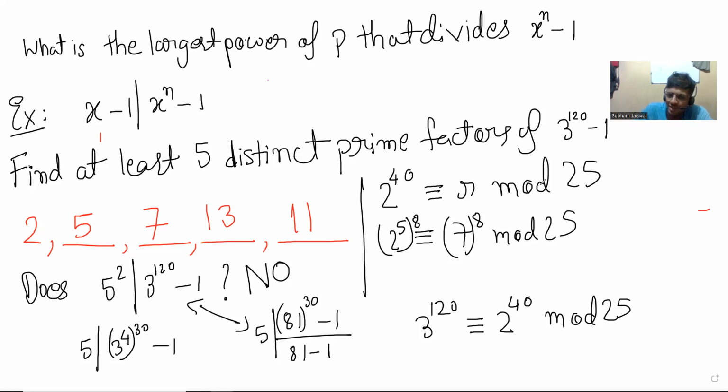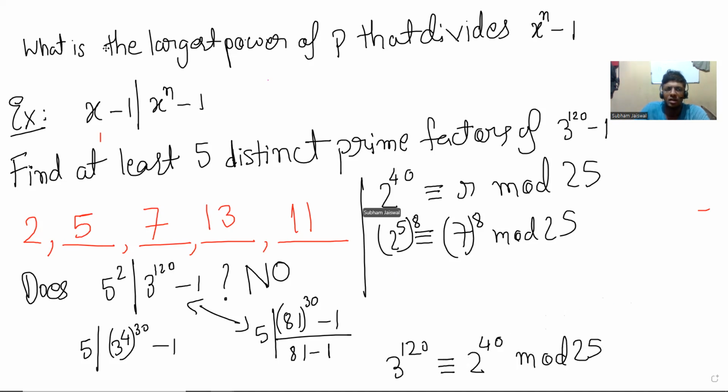So 7 to the 8 modulo 25. Yeah, 7 to the 8 modulo 25. You can just calculate it, right? Why is it? I don't understand. You can even just calculate 7 to the 8. It's not very big. But you don't have to do that. That's the point.